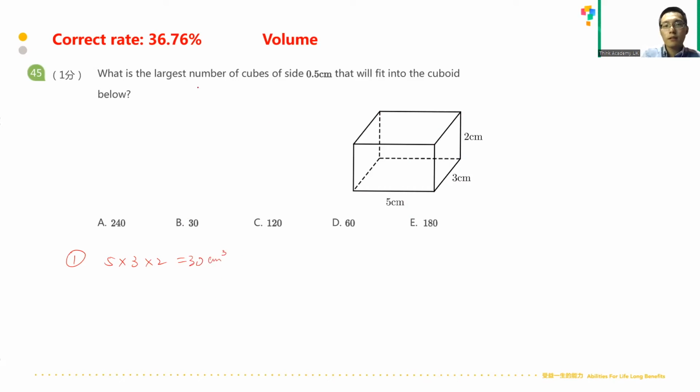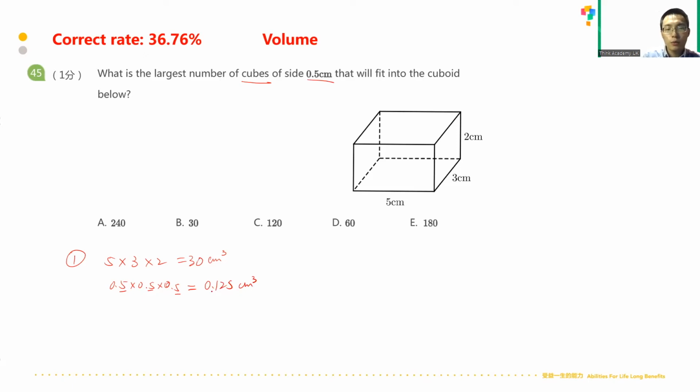And then we find the volume of 1 little cube, which is 0.5 times 0.5 times 0.5. So we have altogether 3 digits behind the decimal point, so we should also have 3 digits behind the decimal point for the product. So 5 times 5 times 5 is 125. So it'll be 0.125 centimeters cubed. This is the volume of 1 cube.